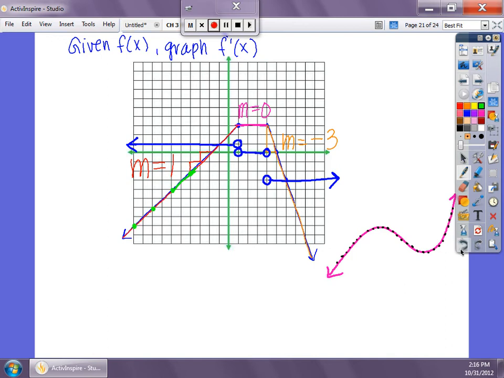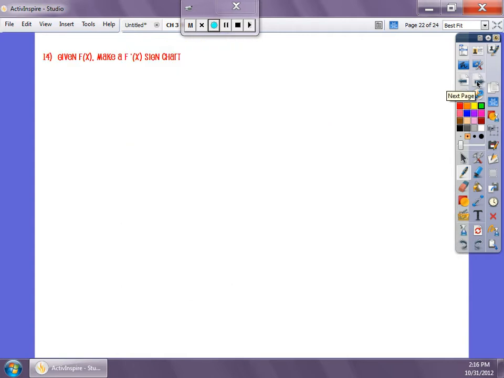I'm going to take that piece away. I don't want that on my graph. All right. Then last piece, number 14. I think there might be a 15.